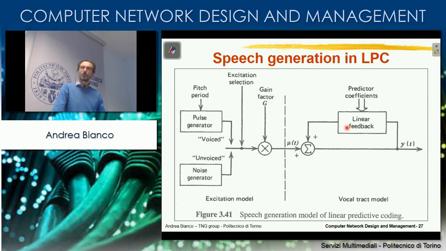That's how you generate, according to this scheme, at the receiving end, in a fully synthetic way, the signal. So you are only sending the bits which represent the information you need to set up this generation circuit. You need the gain, you need the pitch, you need the flag to understand whether you have to use either a voiced or an unvoiced signal, and you need the gain, and that's it.